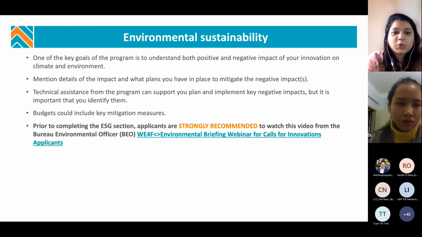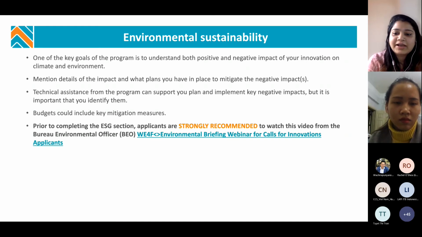Another important goal of the program is to understand the positive and negative impact of your innovation on climate and environment. You will find that as a question in the ESG section. Please mention the details of the impact and what plans you have to mitigate the negative impacts primarily. Even if you are a clean energy solution business, there could be negative impacts of such solutions on the environment as well. So we'd like you to acknowledge and elaborate on that.